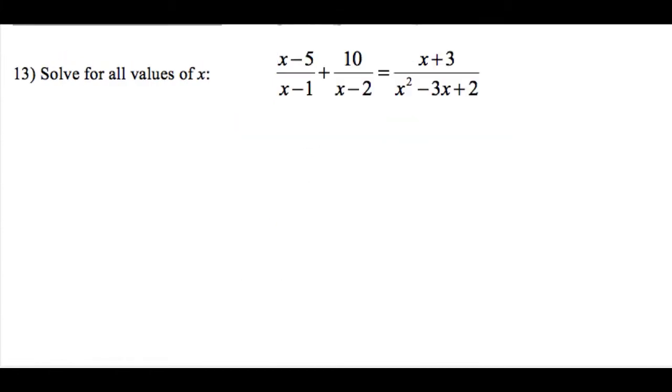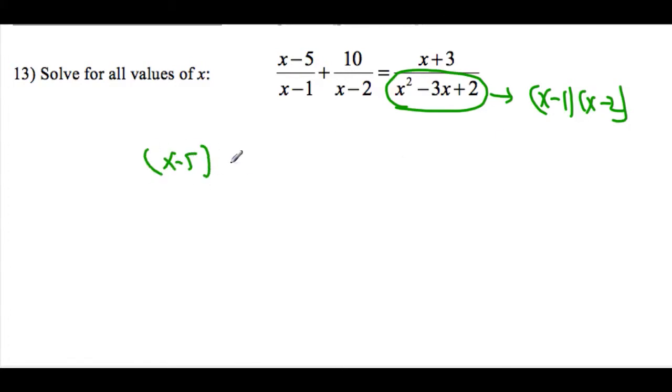Alright, number 13. In this case, notice that this factors into x minus 1 times x minus 2. So what if we were to multiply by all these things in order to clear terms? Then we'll end up getting, this cancels out with this one. We have x minus 5 times x minus 2. X minus 2 cancels out. Then we have 10 times x minus 1, which is equal to x minus 3, or x plus 3, because these two things cancel out.